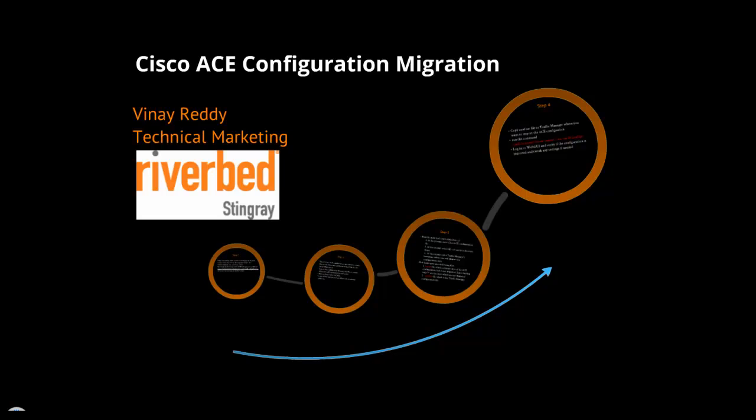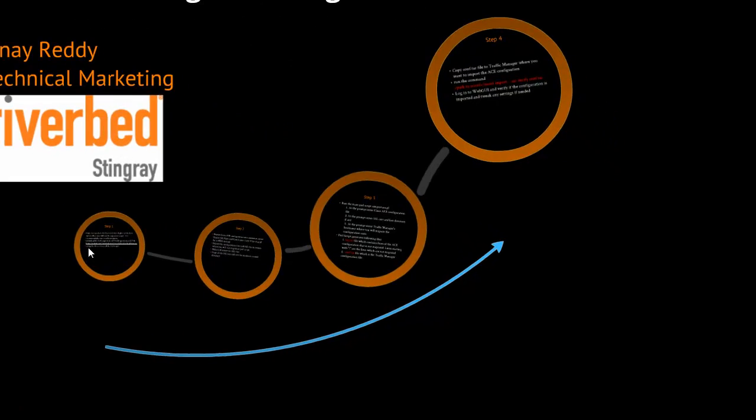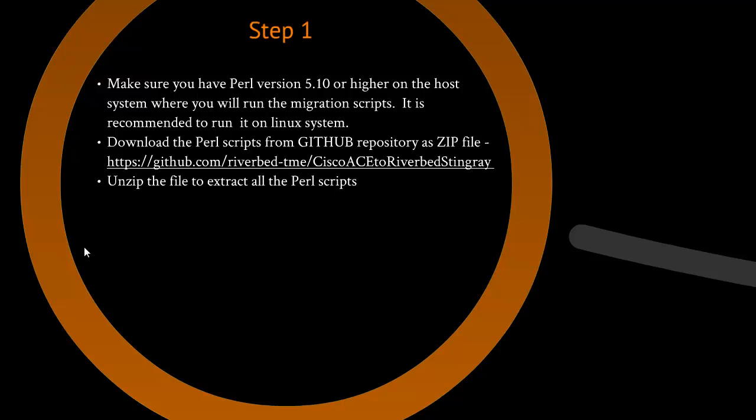Migrating Cisco ACE configuration onto Stingray Traffic Manager can be accomplished with 4 easy steps. Step 1. Make sure Perl version 5.10 or higher is installed on the system where you are going to run the migration Perl scripts. It is recommended to run these scripts on a Linux system.